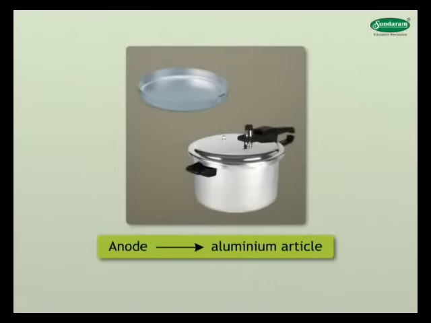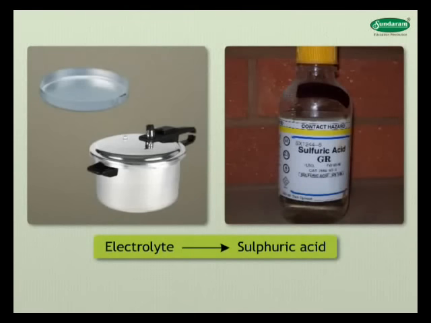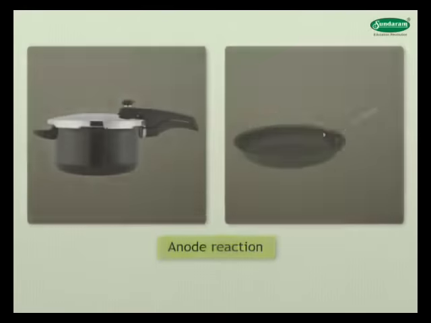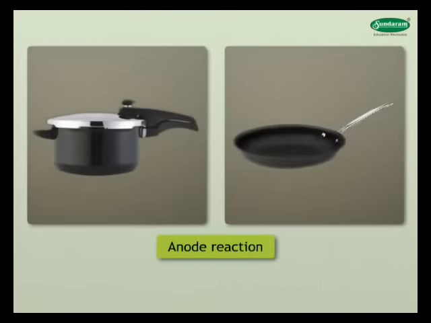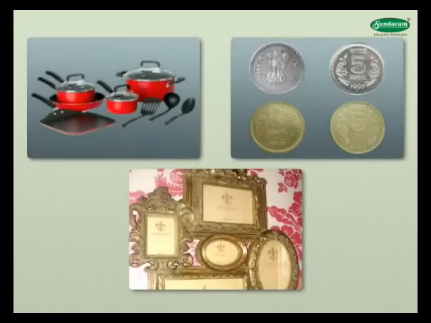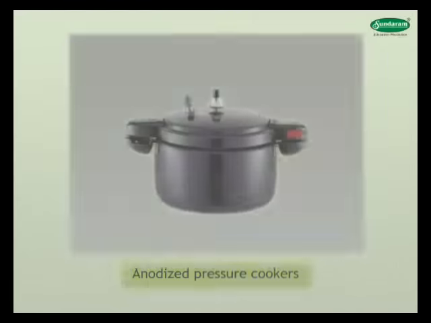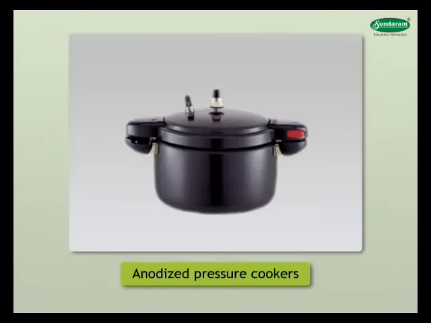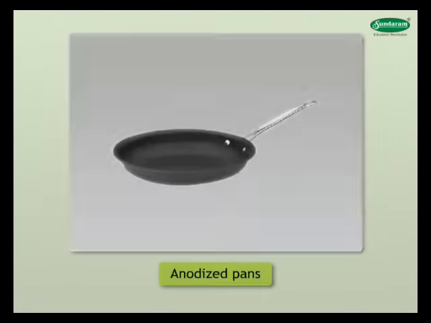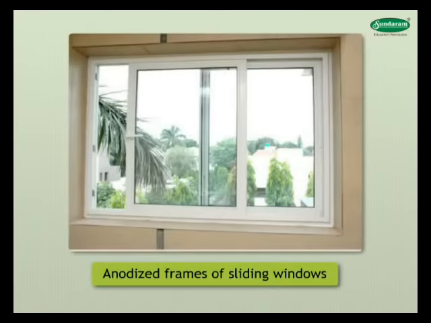In this technique, aluminium article is used as an anode. Electrolyte used is dilute sulfuric acid. The anode reaction results in formation of a black-colored thin film of aluminium oxide on the surface of anode. By putting appropriate dyes in the electrolytic bath, colored surface with decorative finish can be achieved. Kitchen articles like anodized pressure cookers, anodized pans, and also frames of sliding windows are the applications of anodizing techniques.